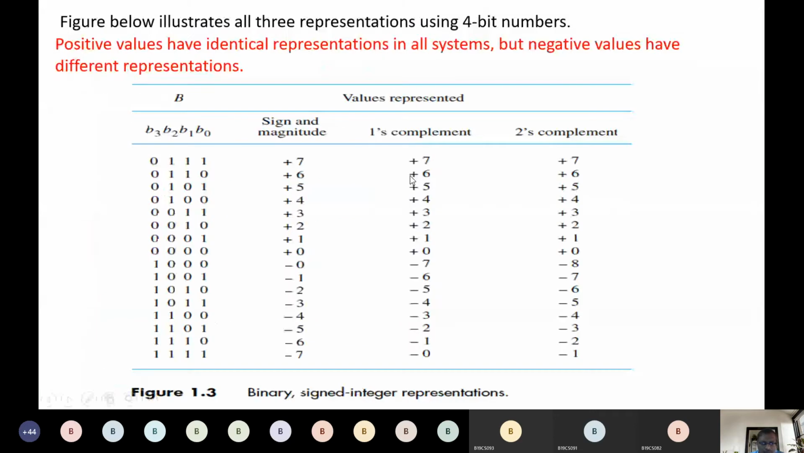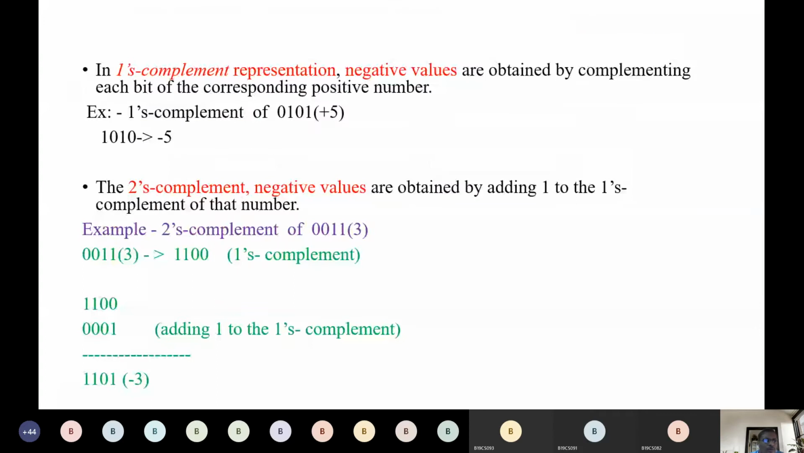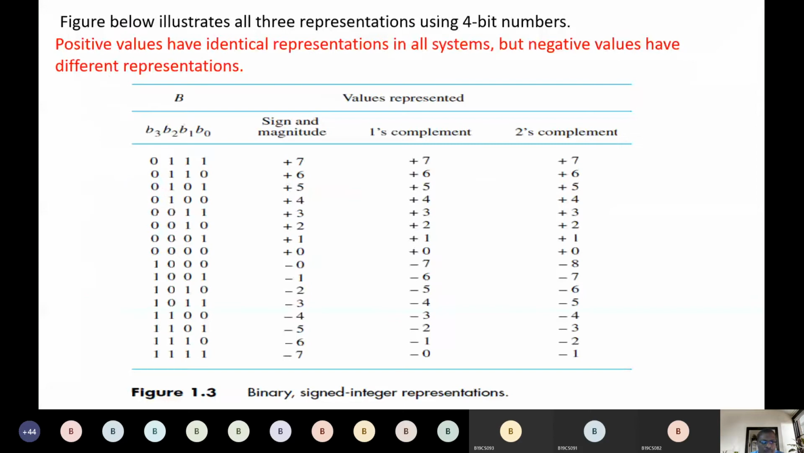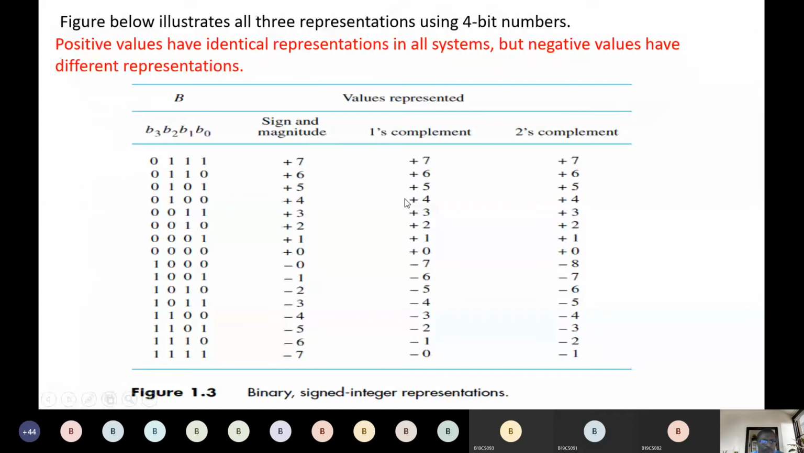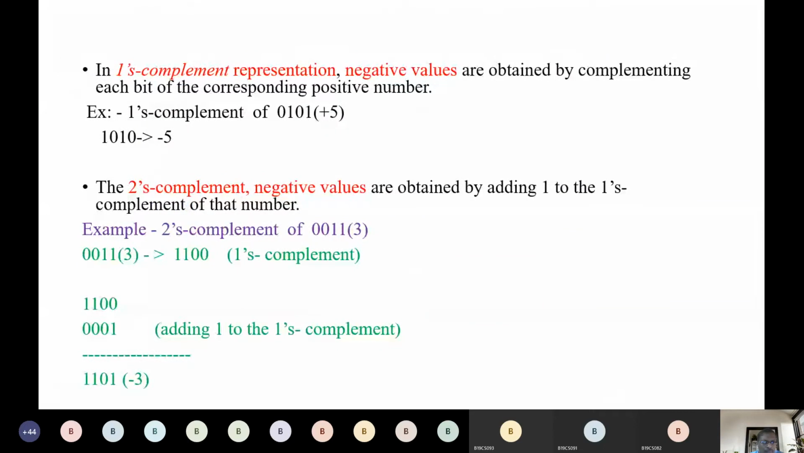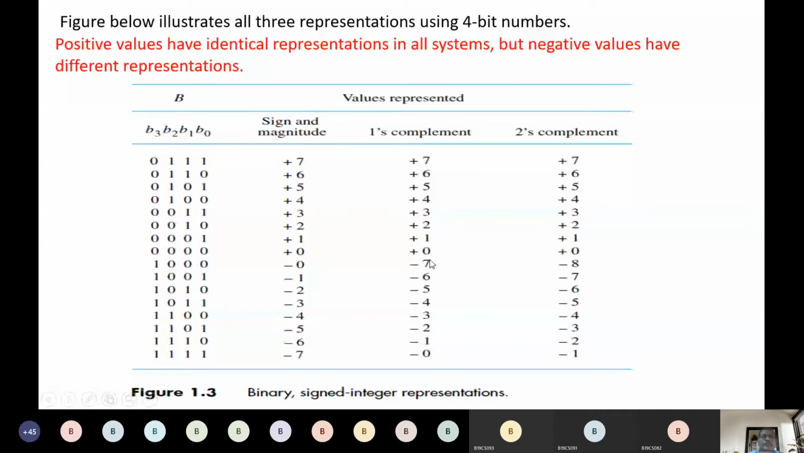Plus 5 is 0 1 0 1, and minus 5 is its ones complement, 1 0 1 0.